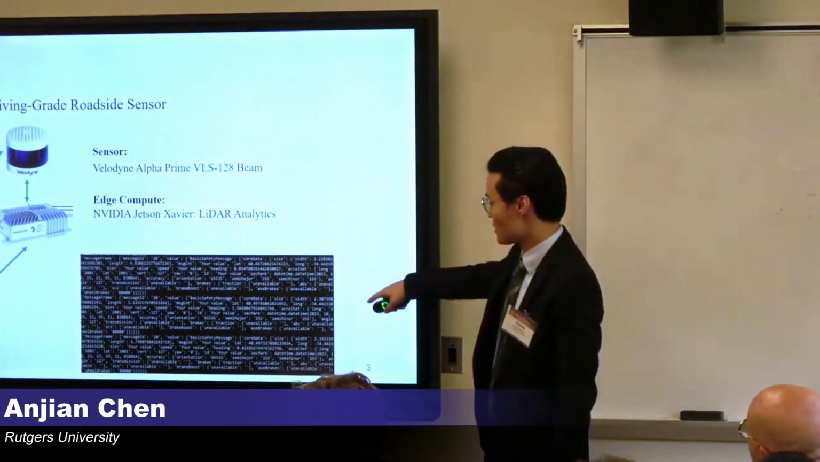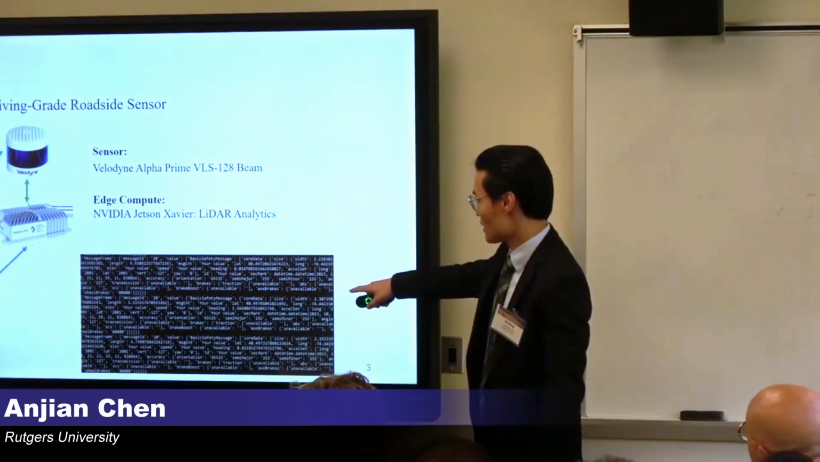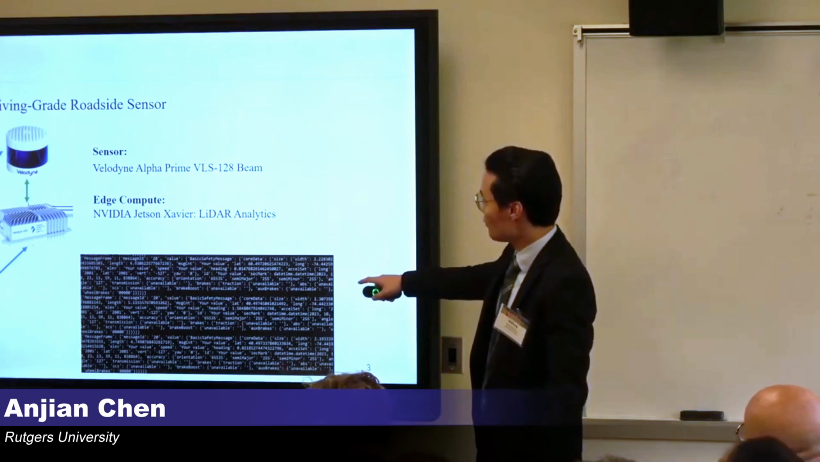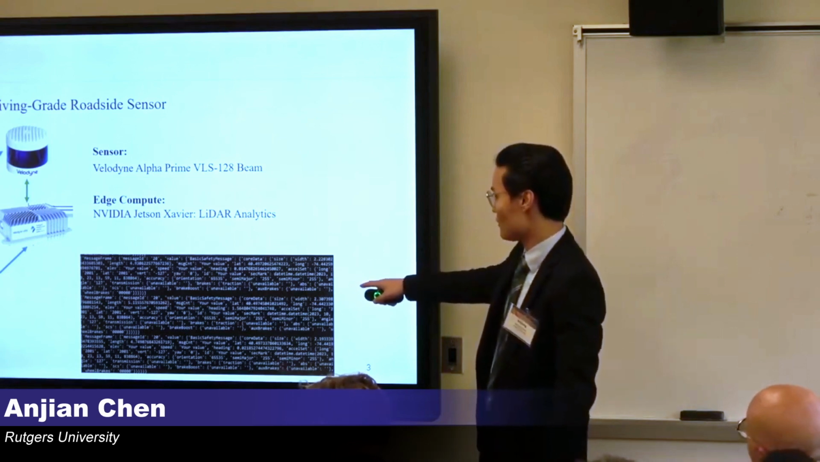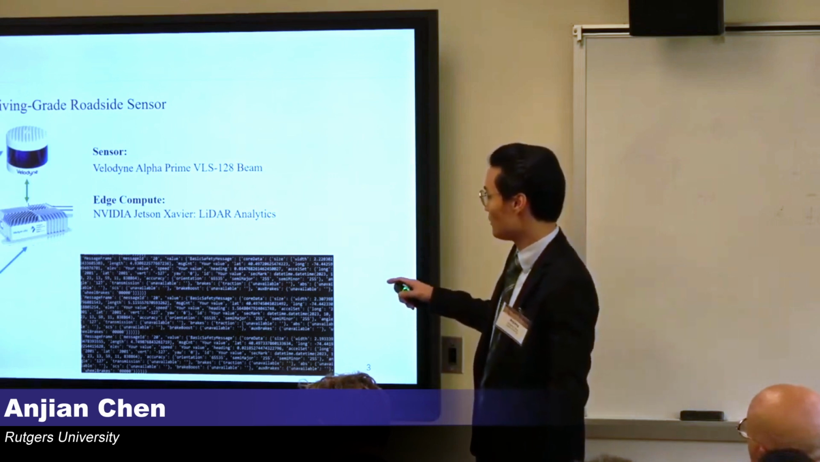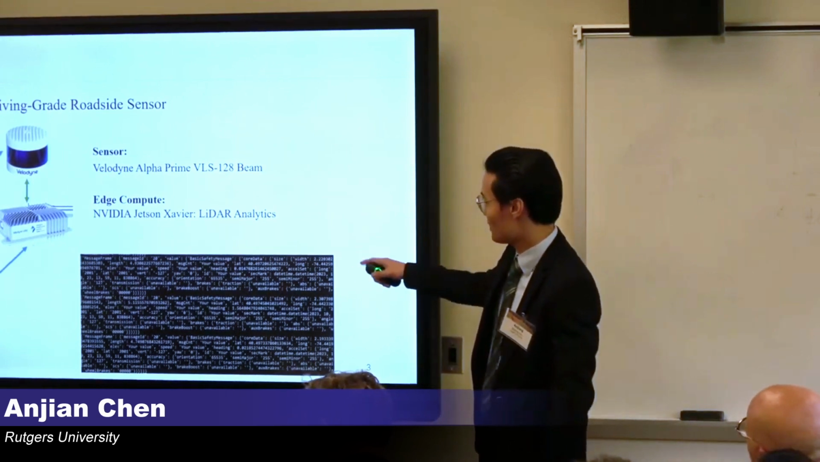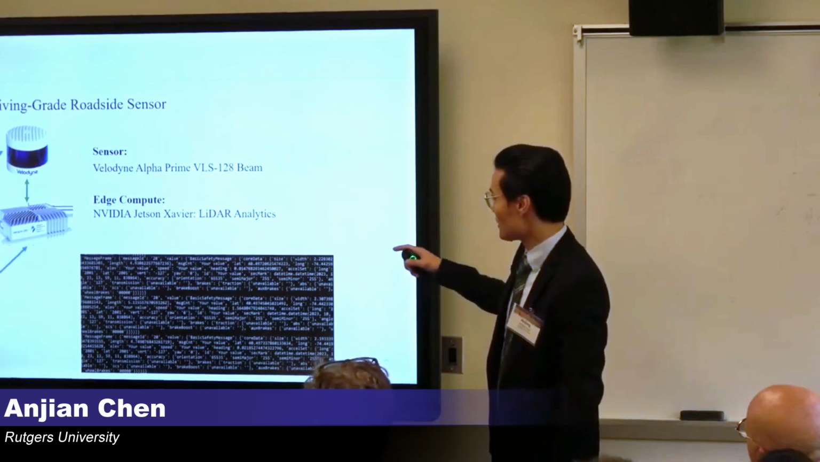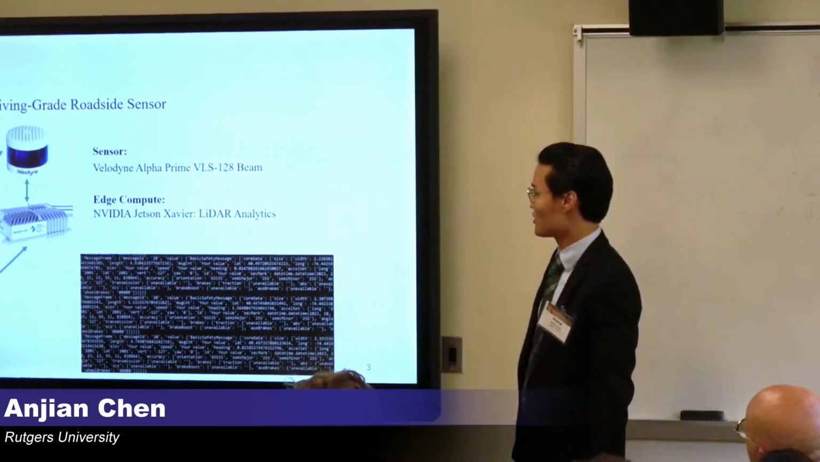Here are some sample trajectories of the vehicles. We are broadcasting them in the standard DSRC message format, so we have the location information, size information, and also the orientation information for each vehicle.